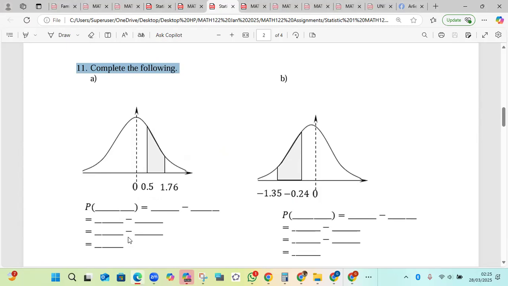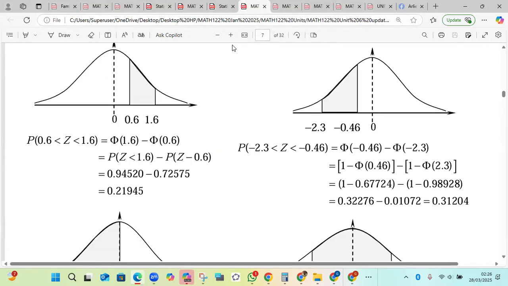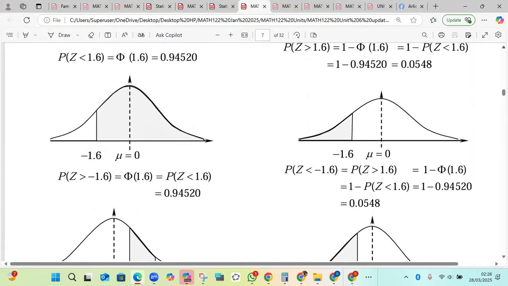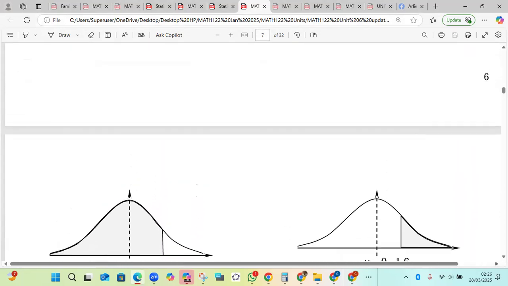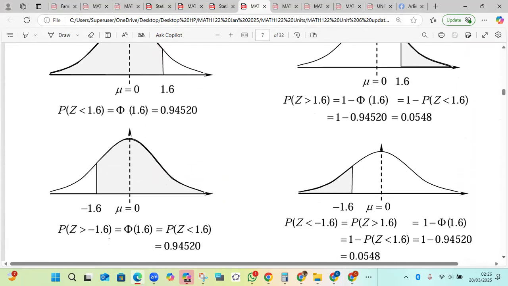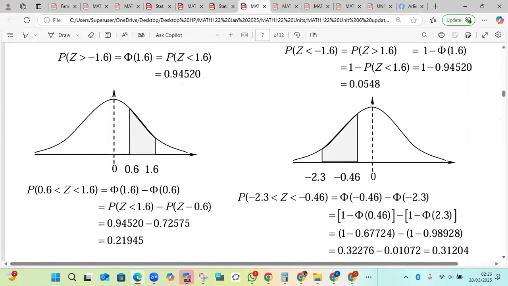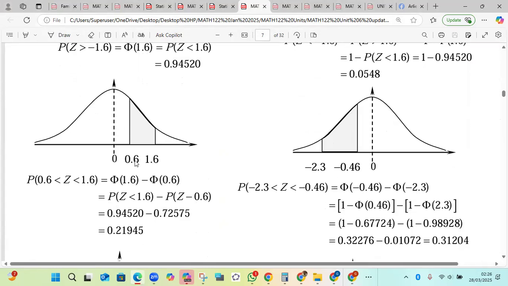And here's the calculation. To get a better idea as to what to do, we go to Unit 6. I know we should be familiar with this page based on previous questions done already. Go to page 7, and we look for a similar situation. Here it is, 0.6 and 1.6. So we're trying to find the probability of z greater than 0.6 and less than 1.6. So how can we do that?